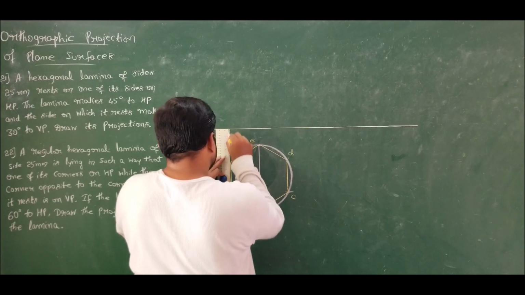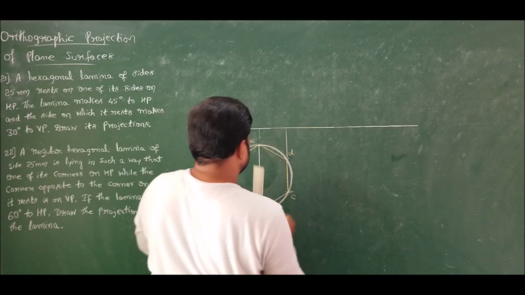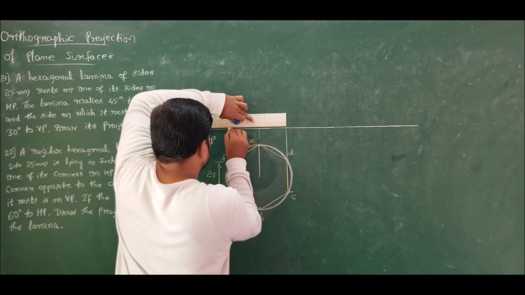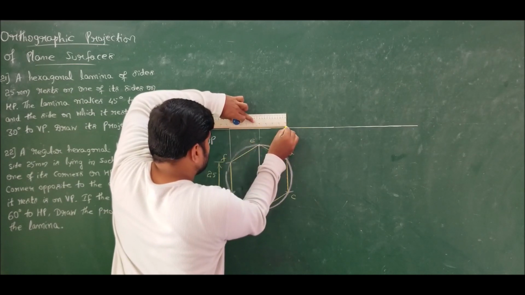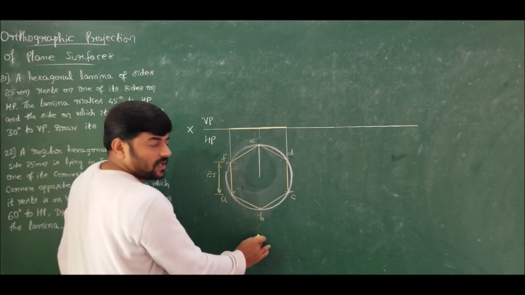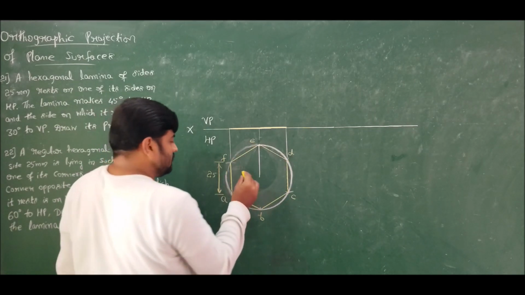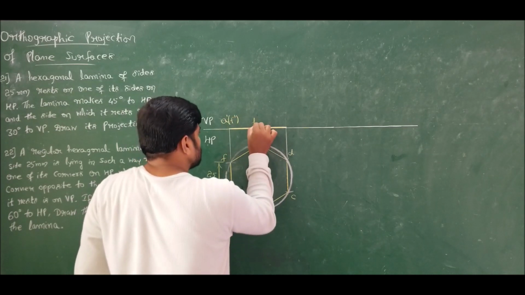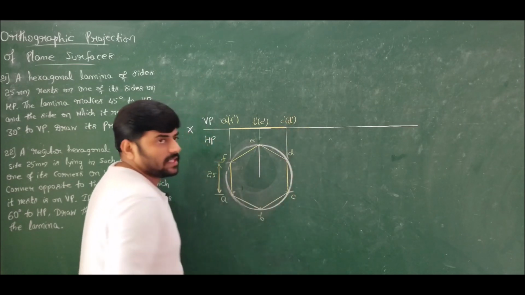So take vertical projections and draw the front view in the first position. Done. So the observer is here in the front view. He can observe A, B, C corners, whereas F, E, D corners are invisible. So I can mark it as A dash, F dash, B dash, E dash, C dash and D dash.